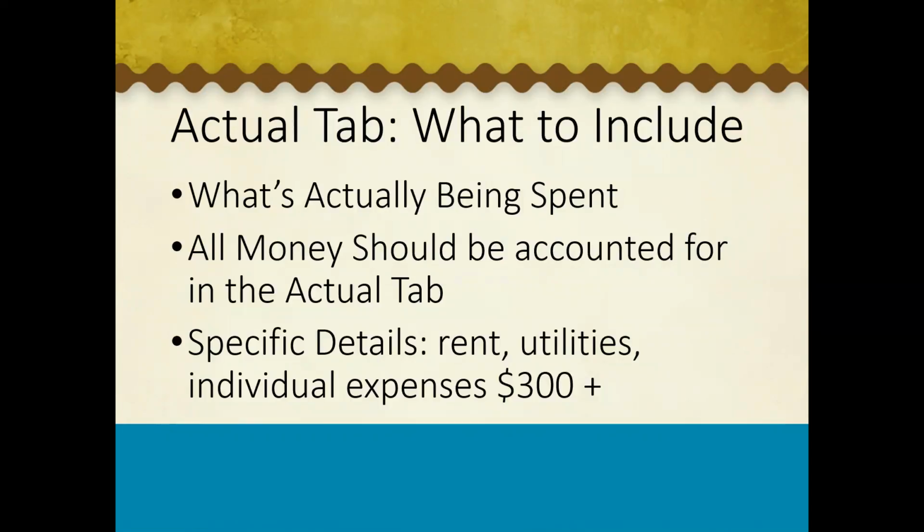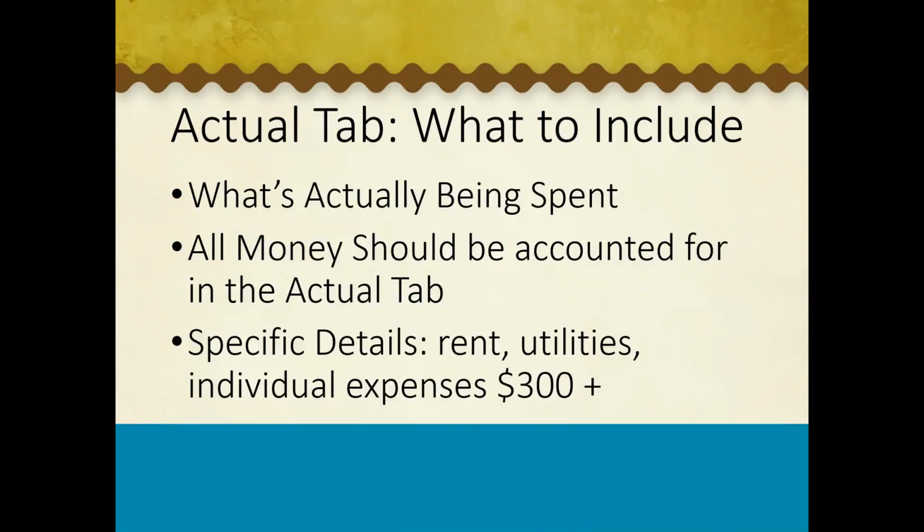What we need included is what's actually being spent, all money, and then all the money should be accounted for in the actual tab, and then we request some specific details regarding rent, utilities, and individual expenses, $300 or more. So with the budget worksheet tab, that's our estimate of what things might cost. So in the budget worksheet tab, you're going to put in what you estimate you might be spending on rent.